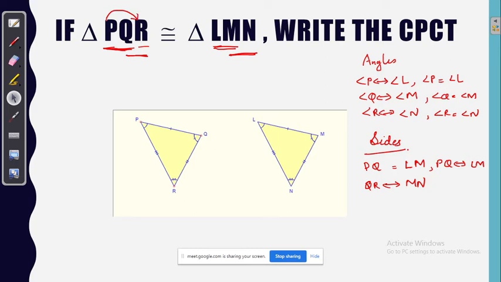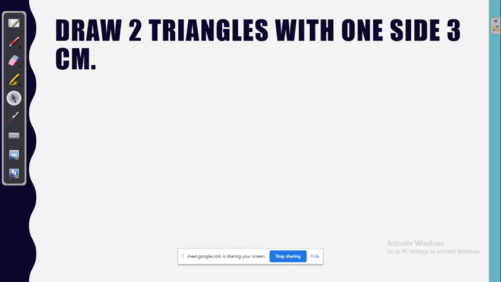Now let's look at PR. This is another side. PR corresponds to LN, ma'am. Yes, PR corresponds to LN. So this is the correspondence. So we'll write PR corresponds to LN. I think this is clear for all. Is this topic clear? Yes, ma'am. This concept clear. Okay, good. Now we will move on to something else.